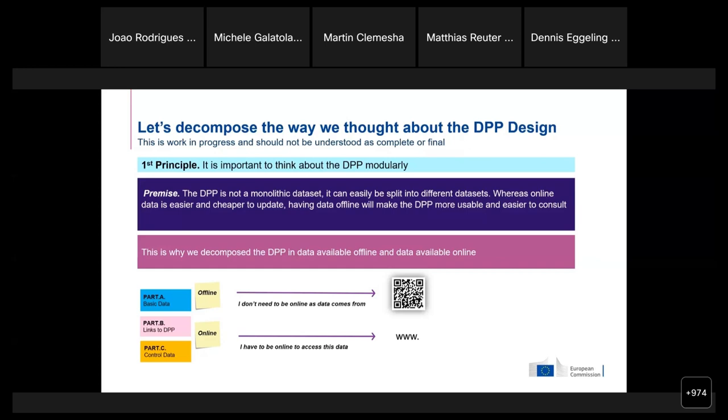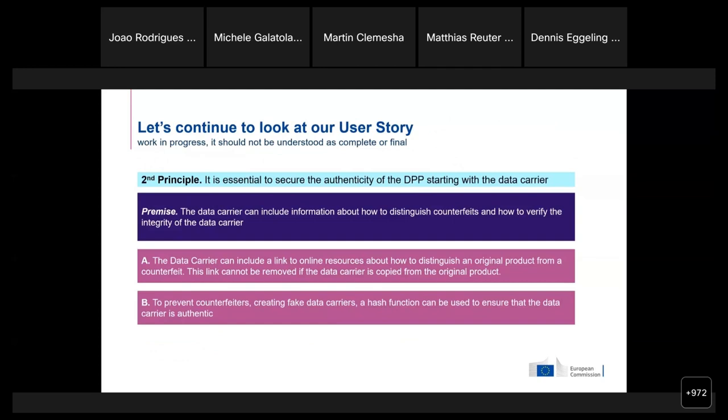On the other hand, the links to the DPP itself and the control data will require me to be online. So keeping that in mind, we also need to think about the security around the authenticity of the DPP. Now, we thought about two scenarios and two mechanisms to ensure the authenticity of the DPP. On one hand, we want to avoid that someone creates a fake DPP. And on the other hand, we want to avoid that someone takes an authentic DPP and puts it in a counterfeit. So those are the two scenarios that we want to prevent. On one hand, we want to prevent manufacturers from creating fake DPPs.